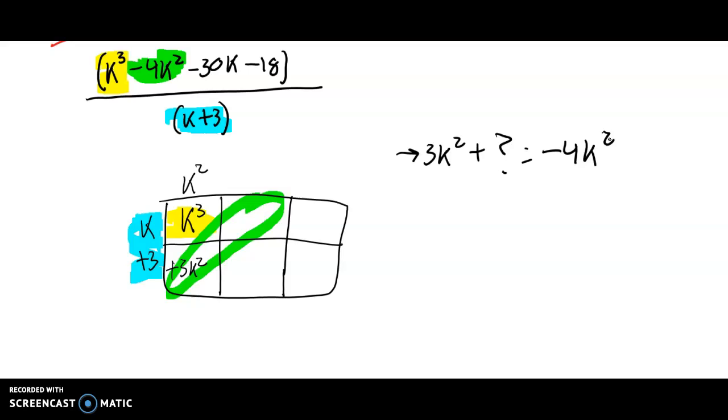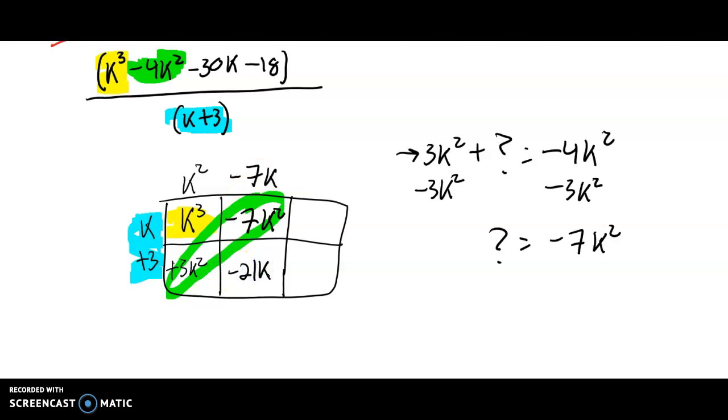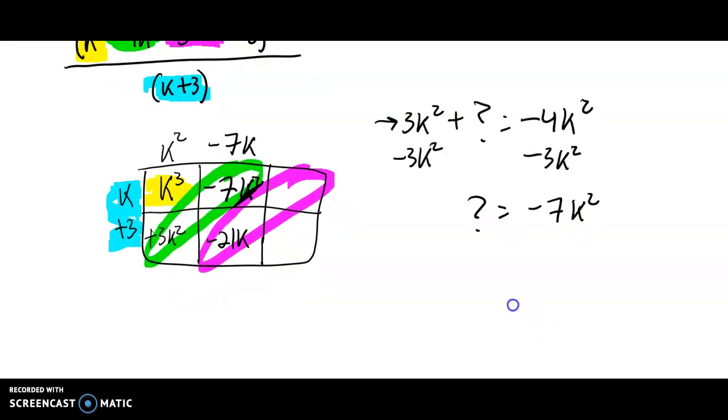Let's think negative 7. I can show this by doing subtraction here, and then I've got question mark equals negative 7k squared. Perfect. k times what is negative 7k squared? That's minus 7k. Bottom middle box, I multiply, I get negative 21k. That came from negative 7k times 3. All right, so now on this diagonal, let's use a different color. This diagonal needs to add up to negative 30k.